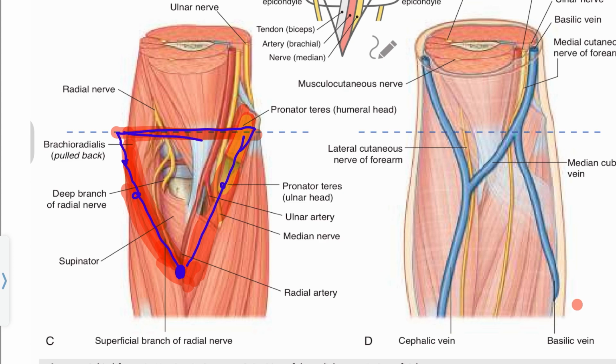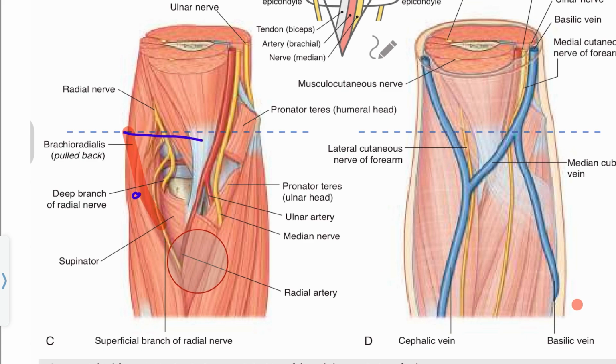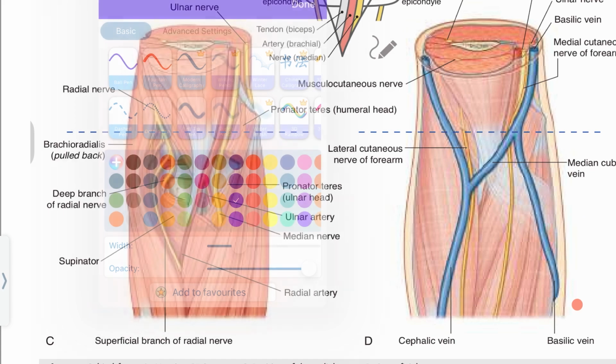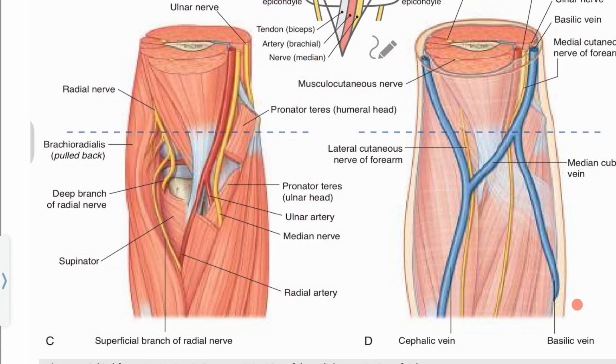So as you can see, this is the median nerve. This is the brachial artery, which is going to divide into the ulnar and the radial branches. This is the deep branch of the radial nerve, which is not a part of your cubital fossa. The superficial branch is actually part of your cubital fossa. And this tendon is the biceps brachii tendon, which will go and insert into the radial tuberosity.